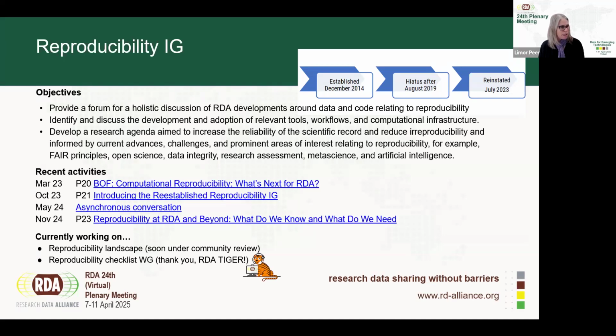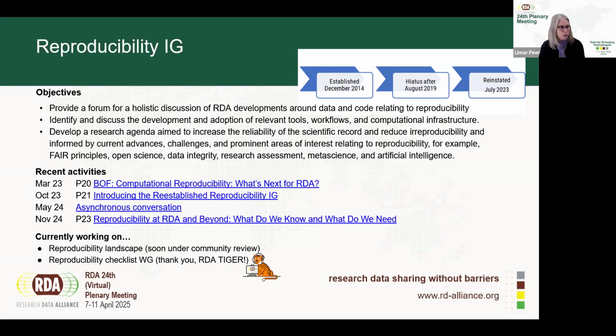In October, we introduced the reestablished interest group. We talked with some members of RDA who are leading other groups to start to flesh out these connections between what people are doing. We talked with the FAIR sharing group. We talked with the metadata group. We talked with research assessment. There's a lot of parallels and a lot of points of connection.